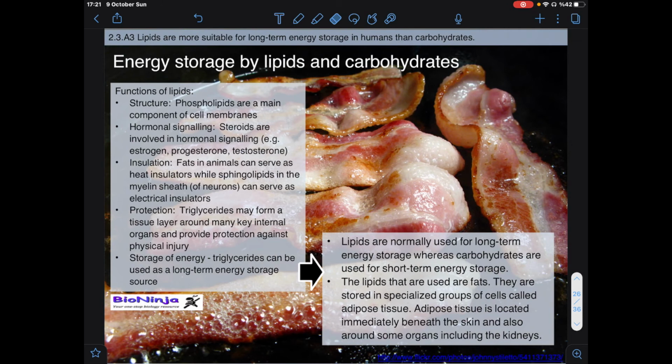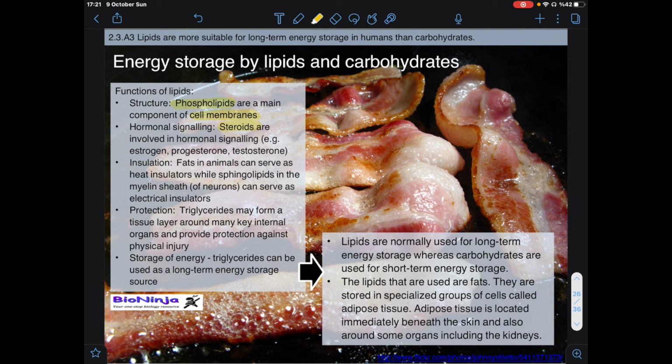Now let's talk a little bit about the functions of lipids. We talked about the 3 types of lipids. One of them was phospholipids. Phospholipids play an important structural role because they're the main component of cell membranes. And steroids are involved in hormonal signaling since they are sex hormones like estrogen or testosterone.